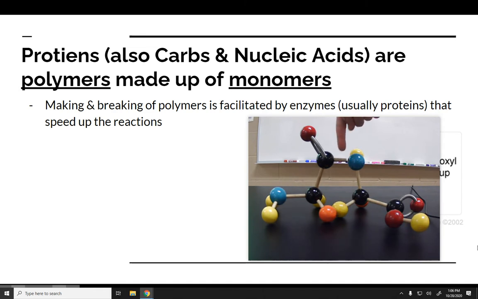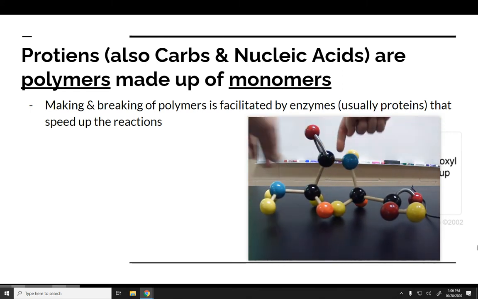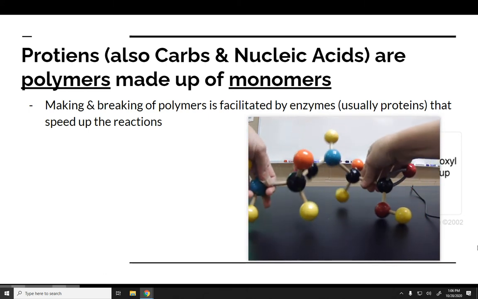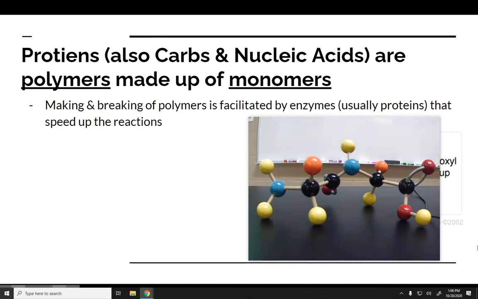The bond that forms right here between one amino acid and the next is referred to as a peptide bond. So this right here is a peptide bond that formed when these two joined together. And remember, these bonds can be rotated, so we could turn that however we want. There we go. That looks a little prettier. So our peptide bond, again, carbon, carbon, nitrogen, is right here between one amino acid and the next.